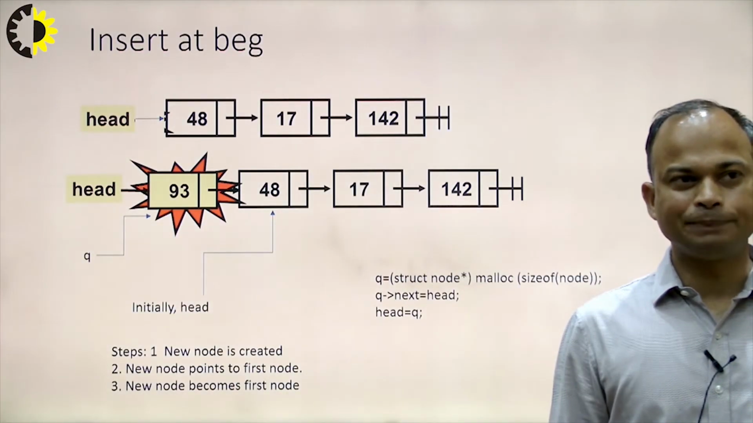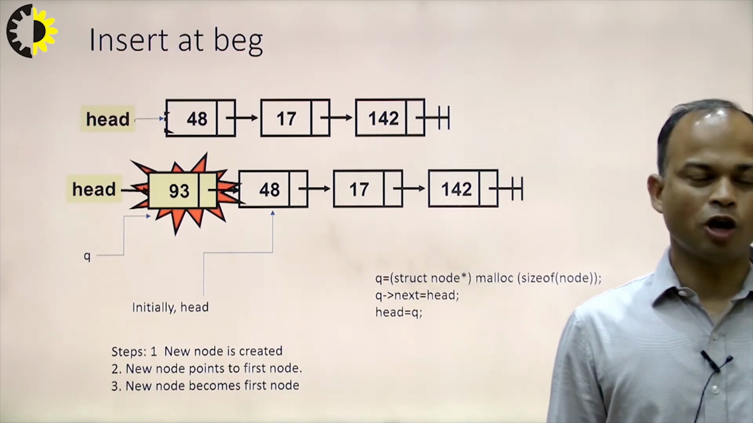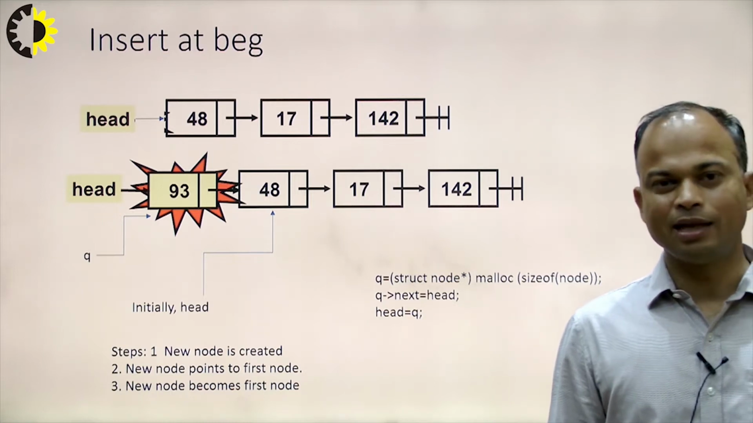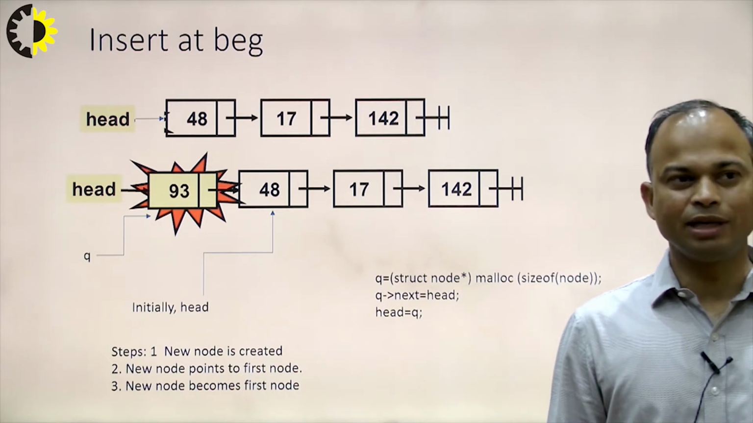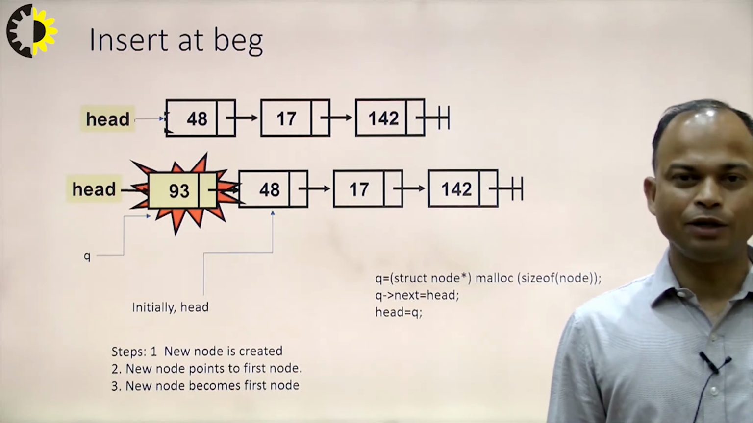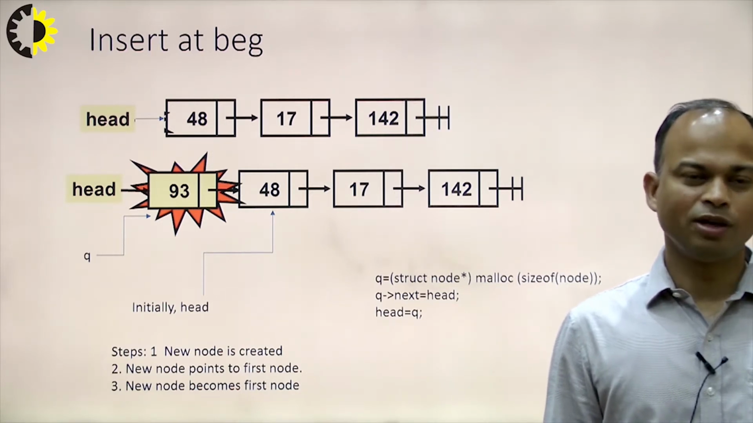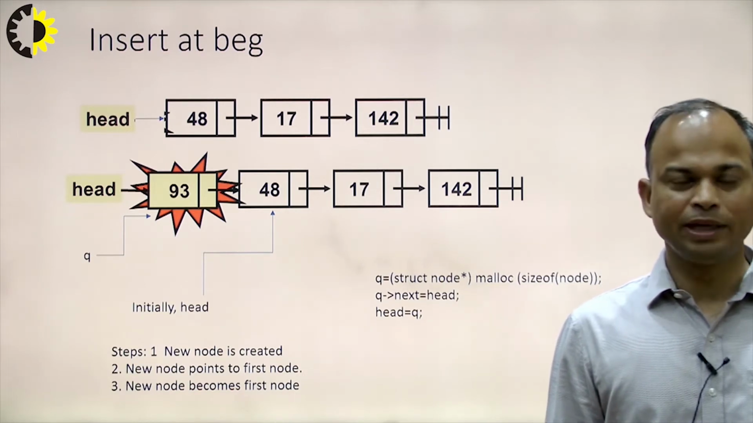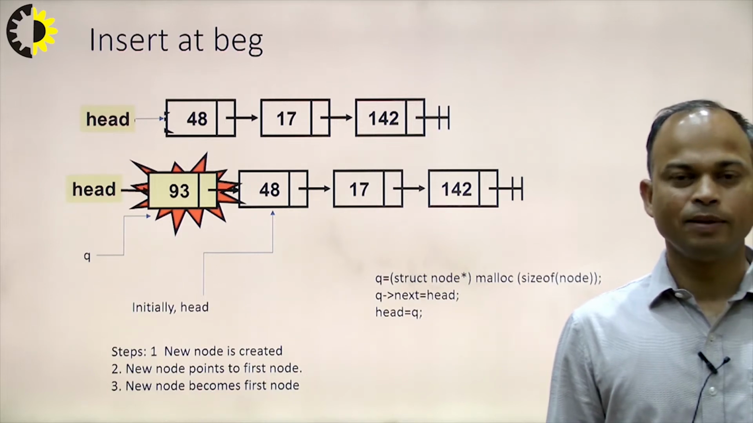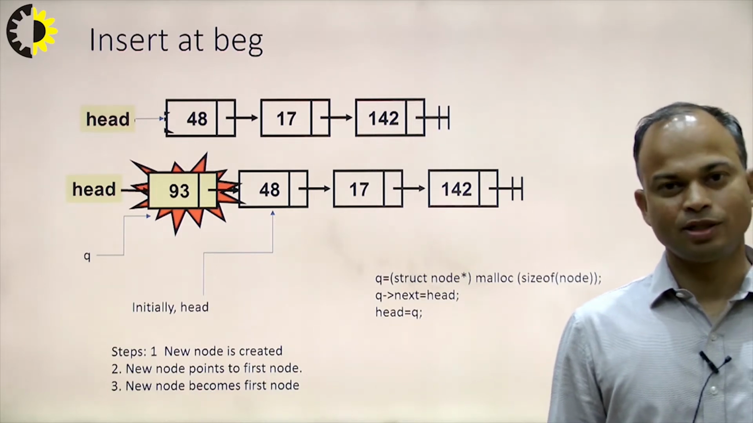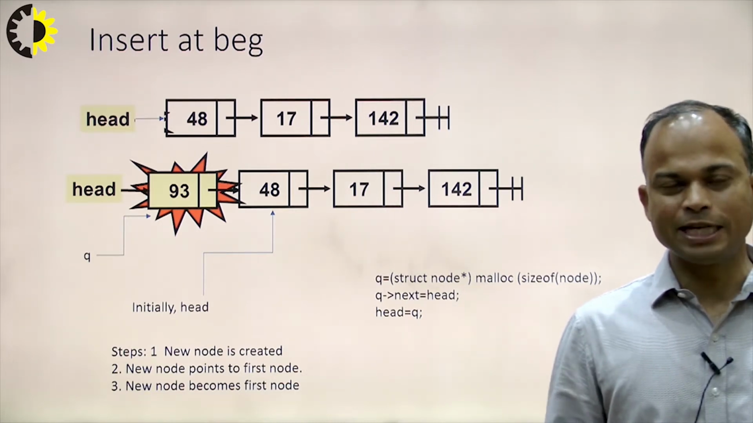If we talk about the beginning operation, how can we insert at the beginning? At the top, a linked list is defined, and this linked list consists of three nodes. At the first node, the value is 48, and we want to insert a node before it, insert at beginning. So first of all, we have to create a node, and this new node should point to the previous first node. In this way we can insert the node at the beginning.